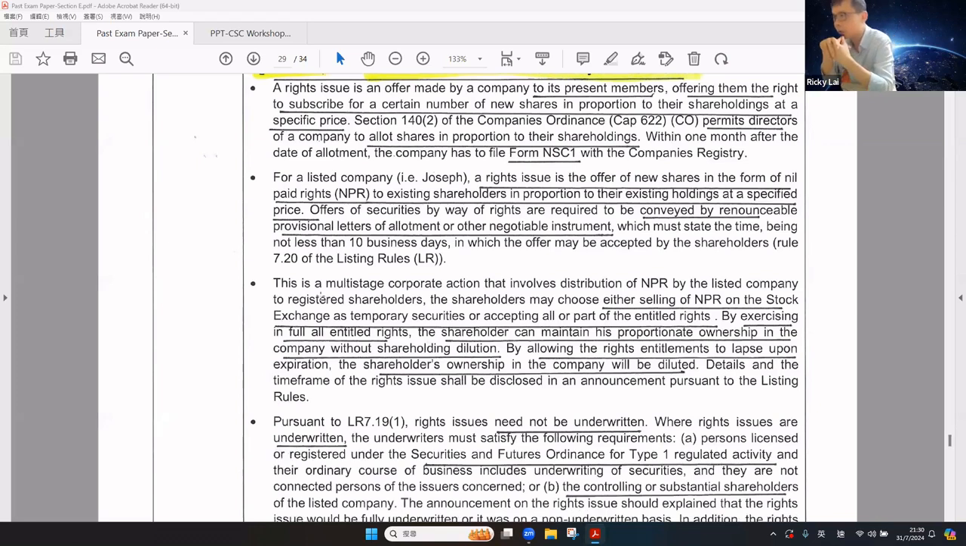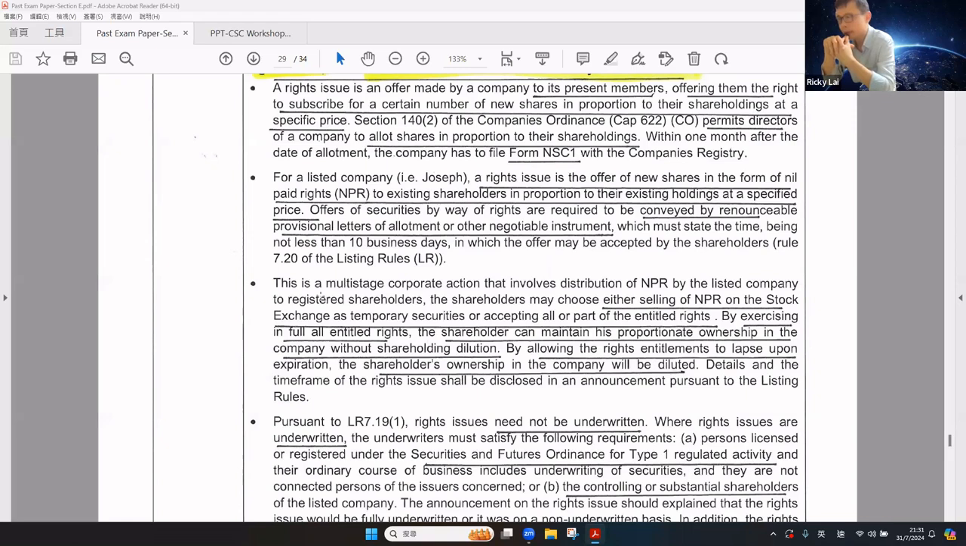The rights issue is the offer of new shares in the form of nil paid rights, NPR, to existing shareholders in proportion to their existing holding at a specific price. Offers of securities by way of rights are required to be evidenced by a renounceable provisional letter of allotment or other negotiable instrument, which must remain open for a period of not less than 10 business days, during which the offer may be accepted by the shareholders.